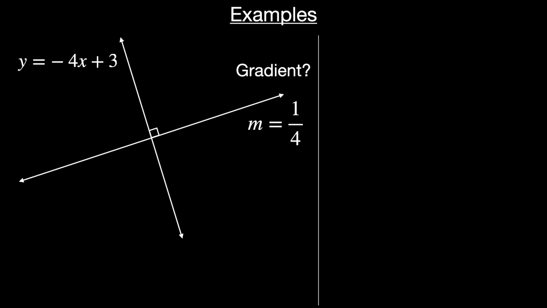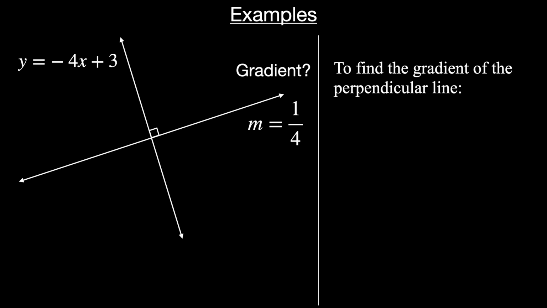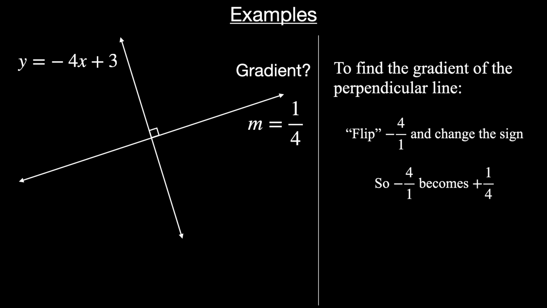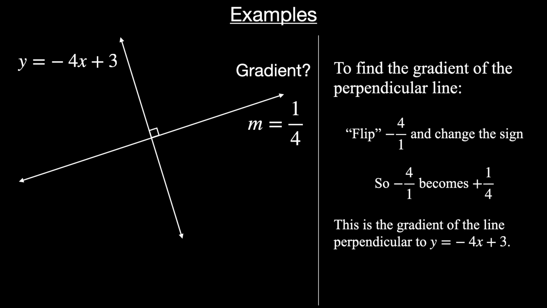Let me go into a bit more detail on that. So to find the gradient of the perpendicular line, you can flip -4/1 and change the sign. So if you find this useful, you can write this gradient of -4 as a fraction. So that would be -4/1. And then you can see that if you flip that around, it's going to be 1/4. And we also need to change the sign to a positive. So -4/1 becomes positive 1/4. And you can see if you multiply those together, you get -1. So positive 1/4 is the gradient of the line perpendicular to y = -4x + 3.